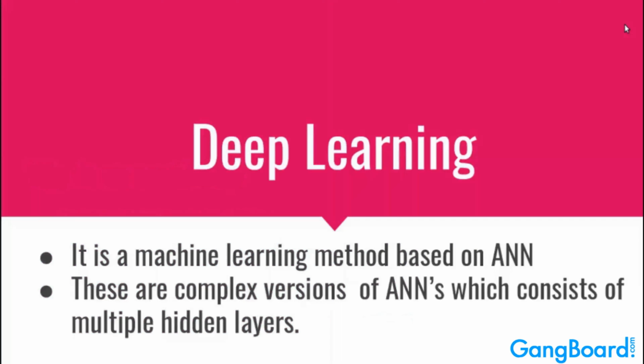You might have also come across a buzzword in data science that is being commonly used and very well promoted nowadays, which is called deep learning. You might be wondering what deep learning is, and what the difference is between artificial neural networks and deep learning. Deep learning is just a machine learning method based on ANNs, which is artificial neural networks. A complex version of an artificial neural network is deep learning. These are the complex versions of ANNs which have more than two hidden layers.